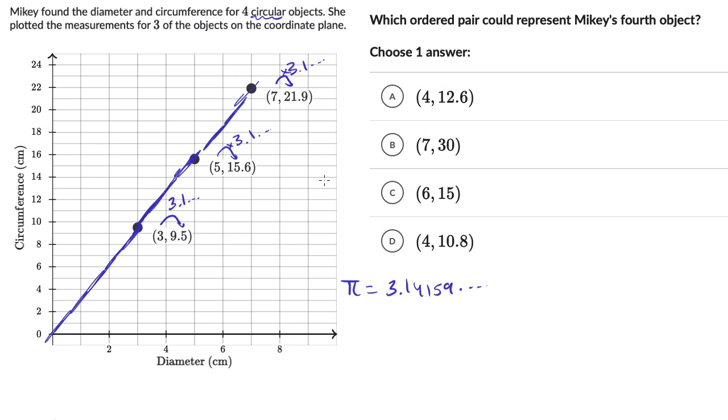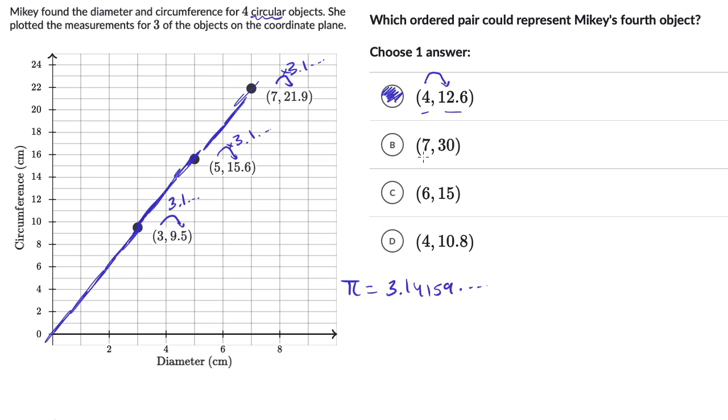So essentially, another ordered pair is one where we see the same ratio between the diameter and the circumference. So if I take 4 and multiply it by 3.1 something something, that indeed does get you pretty close to 12.6. So I like this choice.